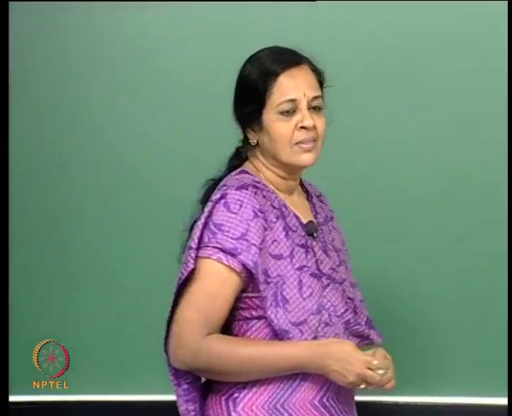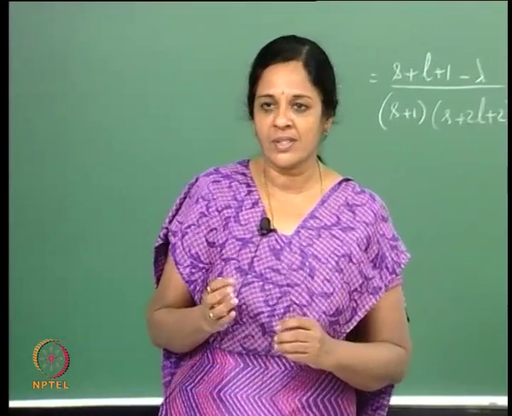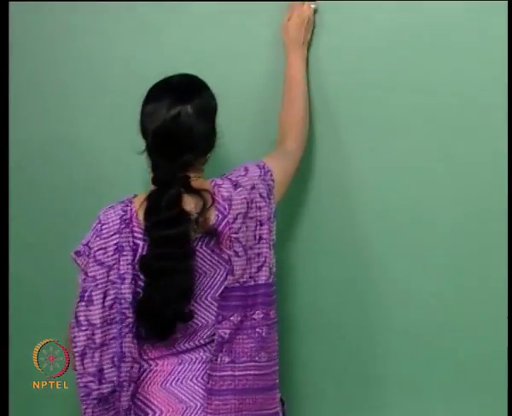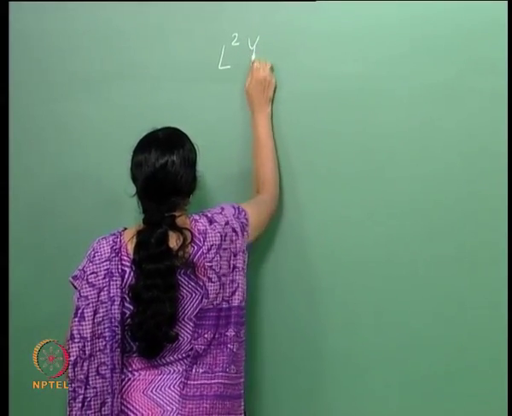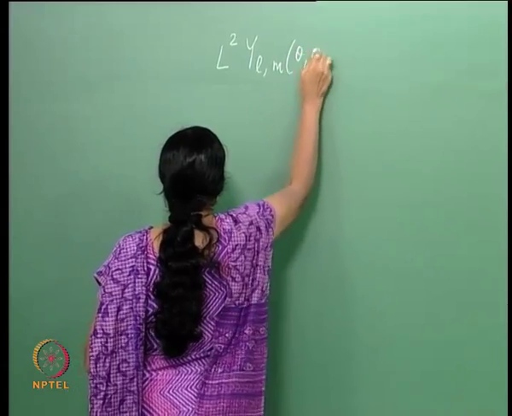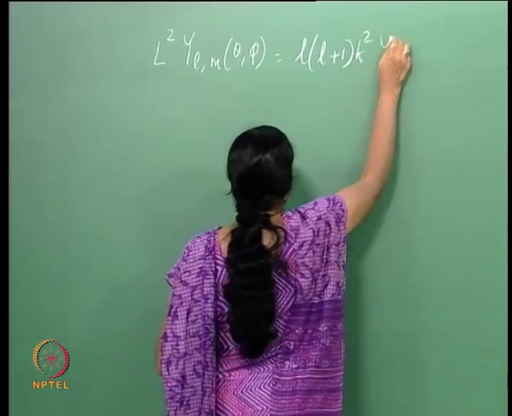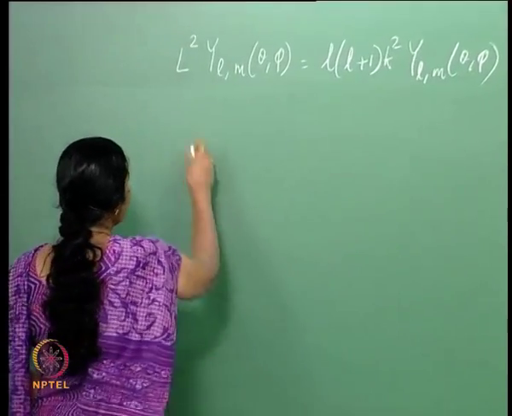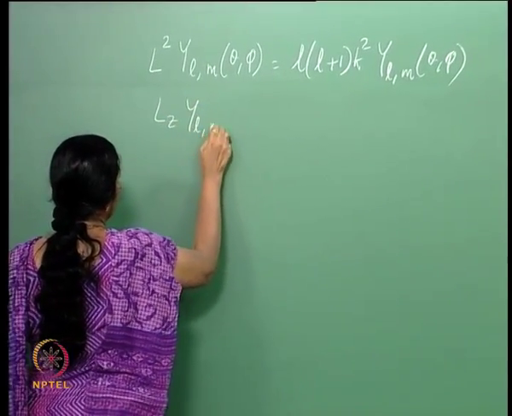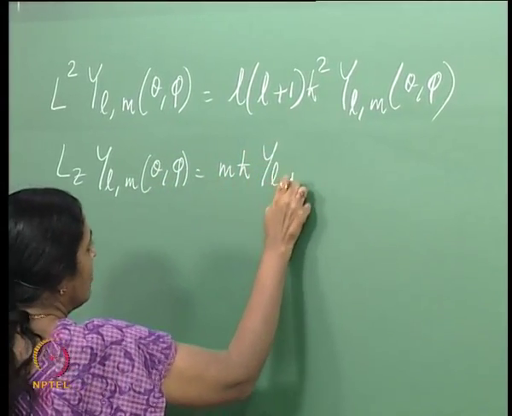Last lecture we had looked at the eigenfunctions of L squared and Lz. These are the spherical harmonics, and we had the following: L squared acting on Y_L^m of theta, phi gave me L times L plus 1 h cross squared Y_L^m of theta, phi, and Lz acting on Y_L^m of theta, phi was m h cross Y_L^m of theta, phi.